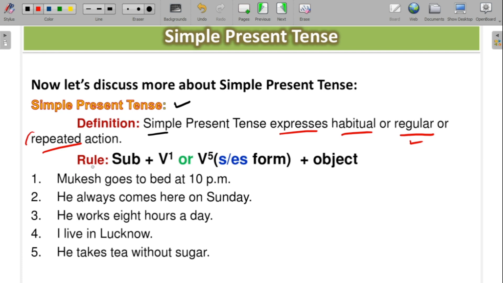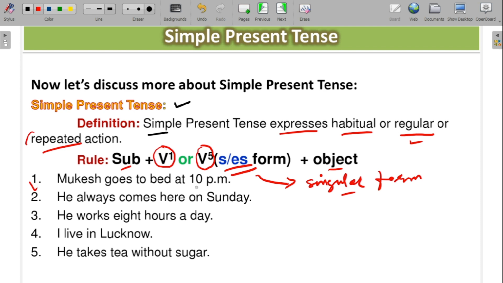Here we can see the rule for simple present tense: subject plus verb first form or verb fifth form, that also we can say the S/ES form of the verb. It is also known as singular form, plus object. Now we can see a few examples here.